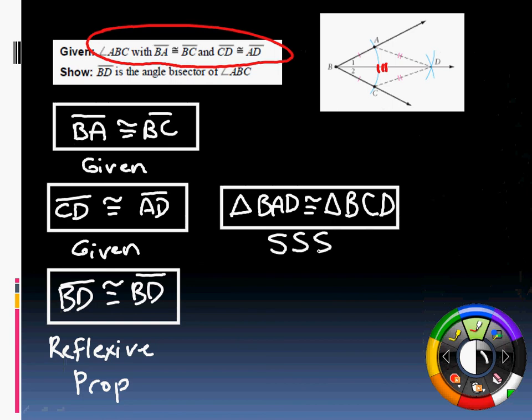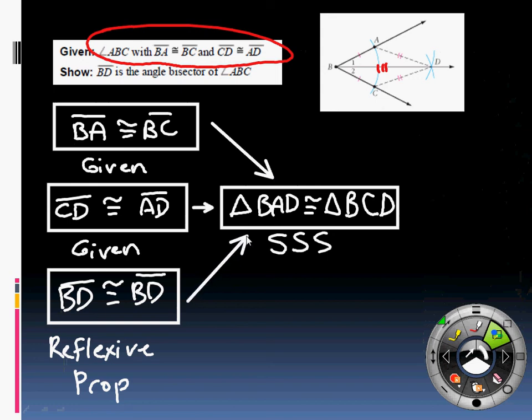Now I need to put in some arrows to explain where things are coming from. So I'm going to put in some arrows to say I need three sides in order to say side, side, side. There's one side, there's two sides, and here's three sides. These are the three sides that I need in order to tell you that this is true.